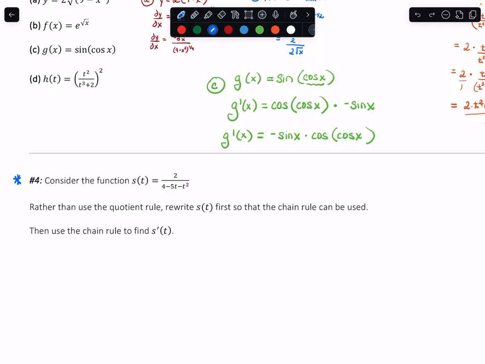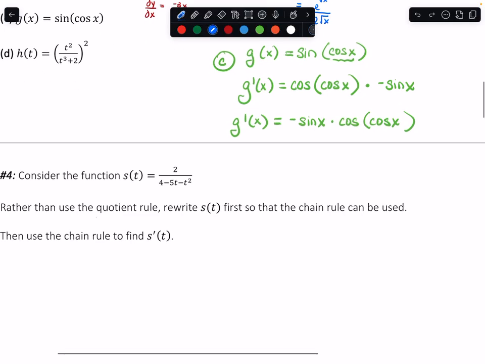So rather than use the quotient rule, rewrite s of t first so that the chain rule could be used. Then use the chain rule to find s prime of t, the derivative. So I'm going to think of what's in the denominator as being to the first, so that when I rewrite it, here's what I'm thinking. I'm thinking about using my laws of exponents. I could say this is 2 times 4 minus 5t minus t squared to the negative 1.